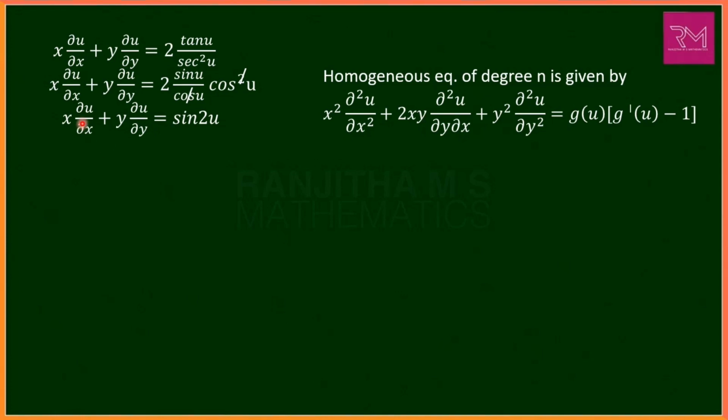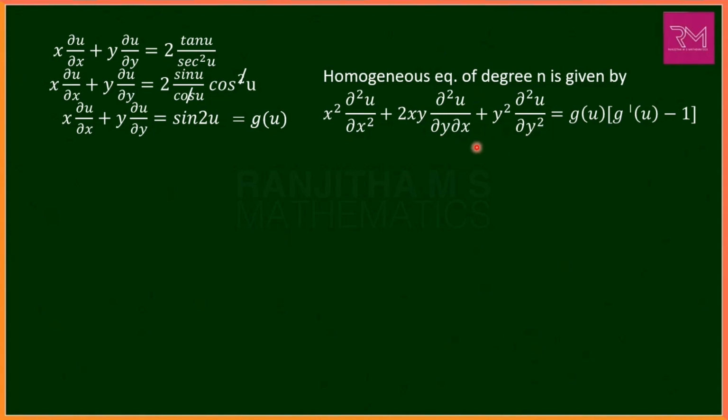Here, after obtaining x into del u by del x plus y into del u by del y, which is equal to some value, that is sin 2u, call this value g of u. Next, we have to show the first one, that is, we have to prove the value of x square into del square u by del x square plus 2xy into del square u by del y into del x plus y square into del square u by del y square.